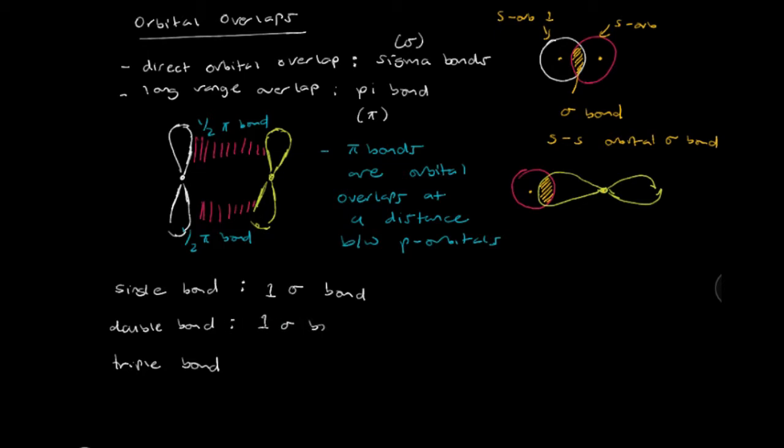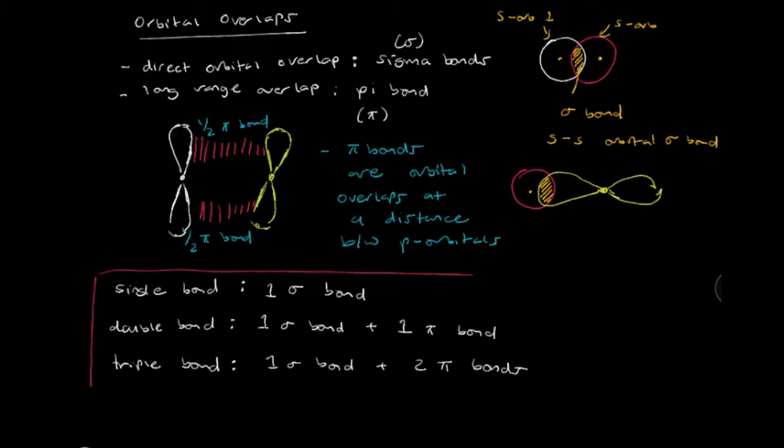A double bond is one sigma bond and one pi bond. So the sigma bond is the direct overlap, and the pi bond is the p orbital overlap from a distance. Pi bonds are only between p orbitals, so make sure you remember that. A triple bond is one sigma bond plus two pi bonds. Okay, so this material you kind of have to memorize, right? It's going to be really important in understanding some of the fundamentals regarding hybridization.